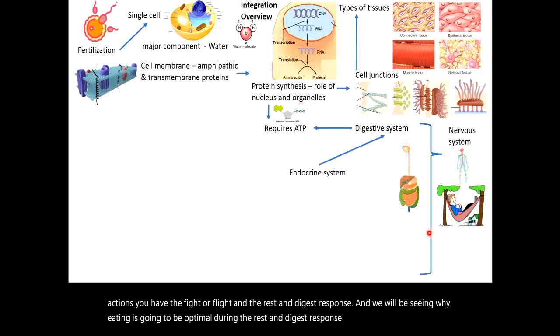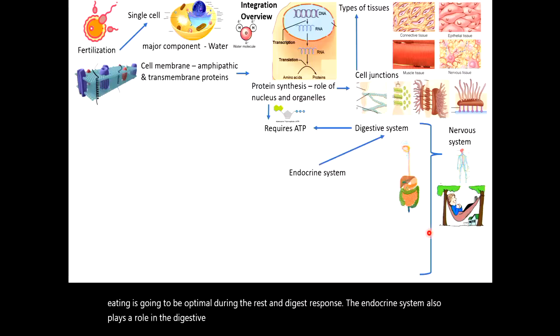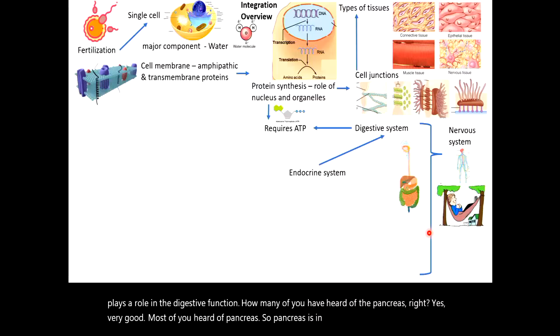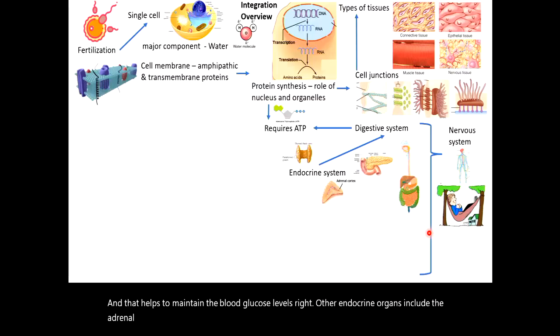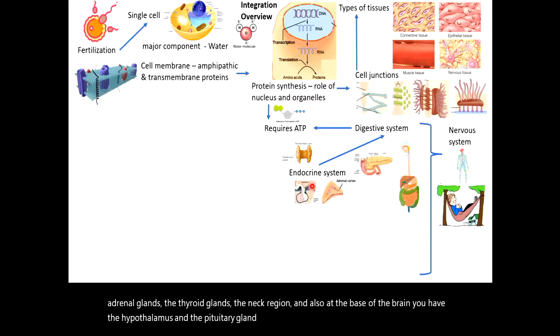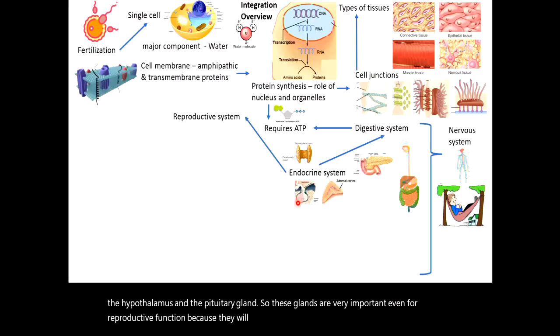The endocrine system also plays a role in the digestive function. How many of you have heard of the pancreas? Yes, very good. Most of you have heard of the pancreas. So the pancreas is an organ which will produce insulin, and that helps to maintain the blood glucose levels, right? Other endocrine organs include the adrenal glands, the thyroid gland in the neck region, and also at the base of the brain you have the hypothalamus and the pituitary gland. So these glands are very important even for reproductive function, because they will produce hormones which will act on the gonads like the testes and ovaries, and it can lead to the reproductive function.